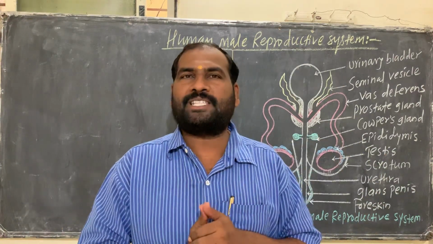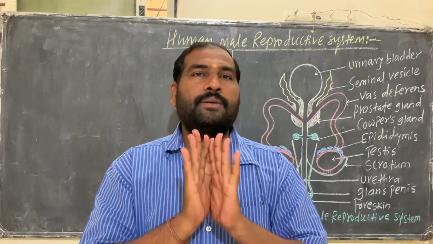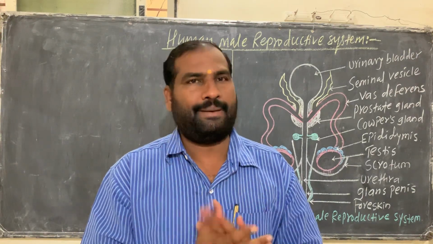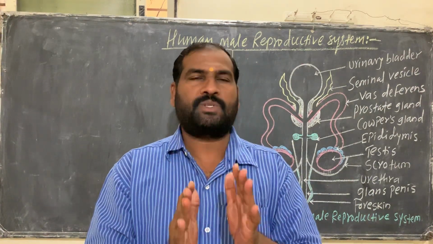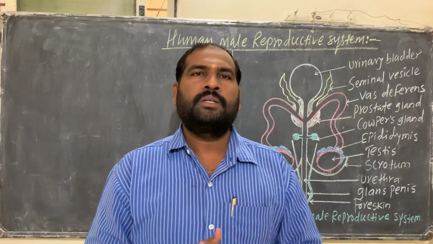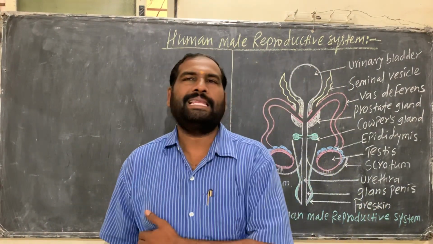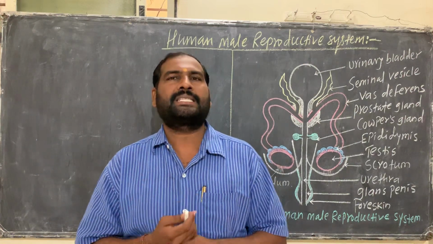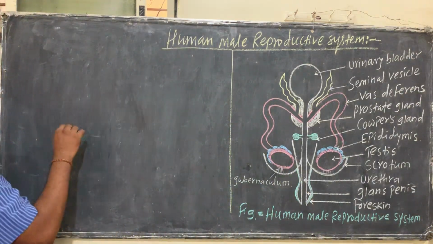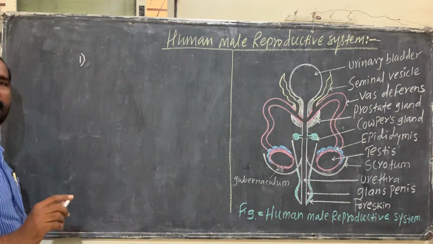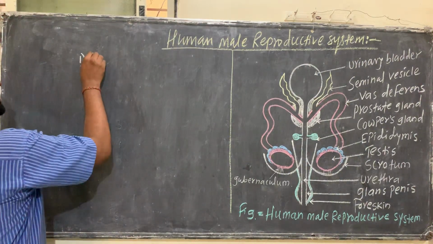So what for is the male reproductive system present in the body of a human being? It is present for formation of sperms, that is male gametes, and to transfer those sperms into the female genital tract. So here the male reproductive system consists of primary male organs, then accessory ducts, and internal and external genitalia. Here are the primary male organs.